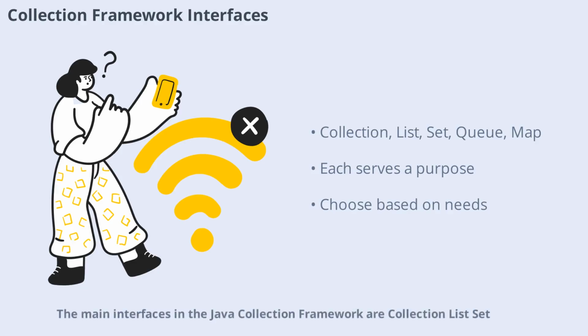The main interfaces in the Java collection framework are Collection, List, Set, Queue, Deque, and Map. Each interface serves a specific purpose. For example, List allows ordered collections, Set ensures no duplicates, Queue manages elements in a FIFO order, and Map stores key-value pairs. Understanding these interfaces helps you choose the right collection for your needs.